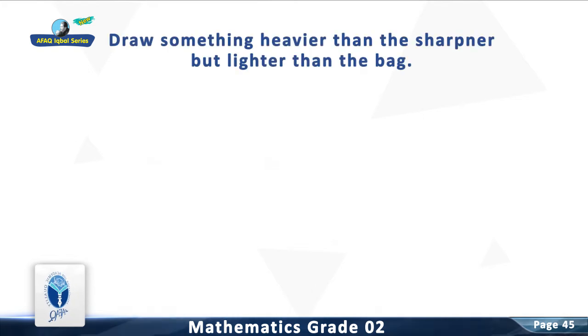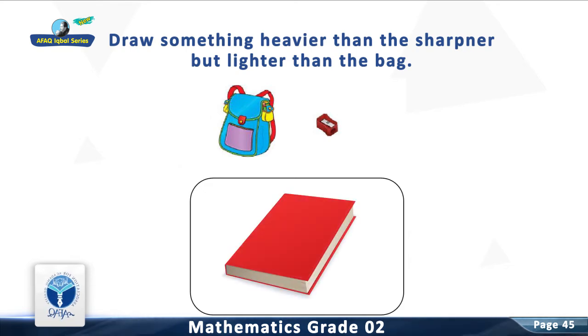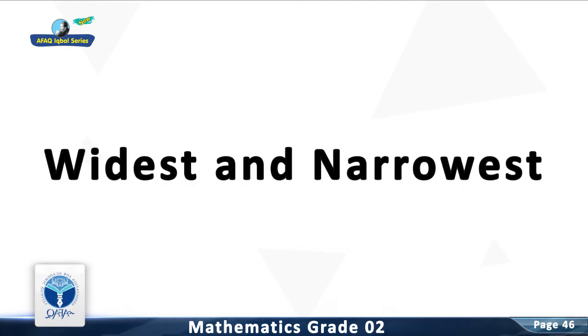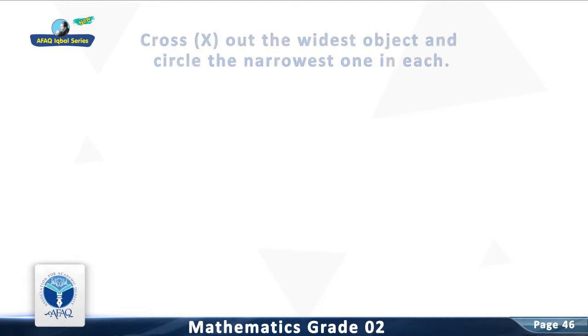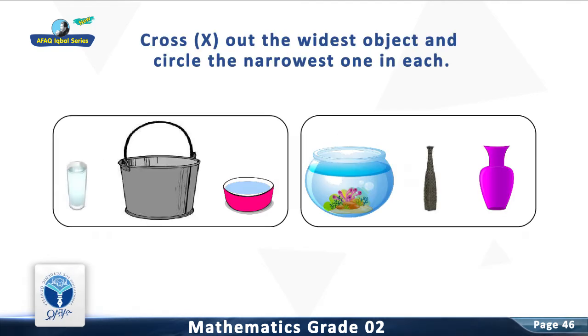Draw something heavier than the sharpener but lighter than the bag. Good. Now we move to the next major concept, widest and narrowest. Resource pack concept: cross out the widest object and circle the narrowest one in each. Let's start from the first picture.